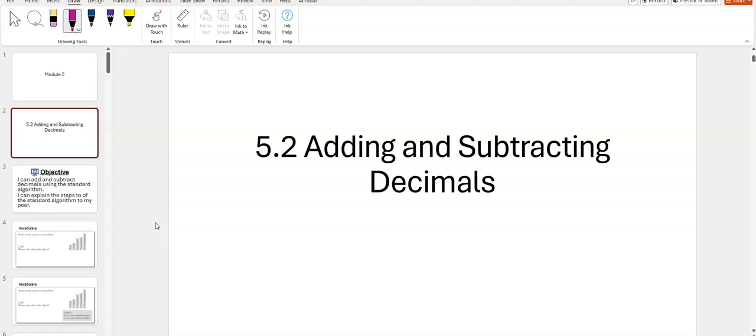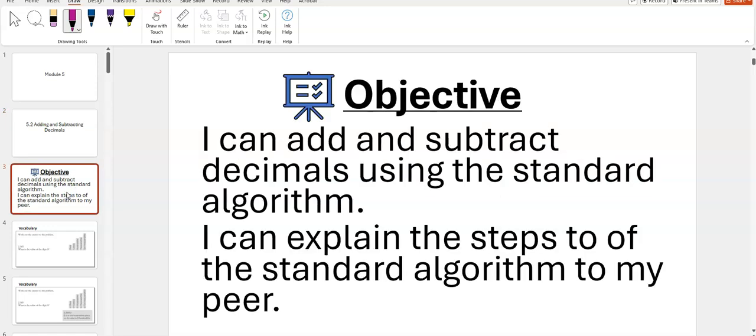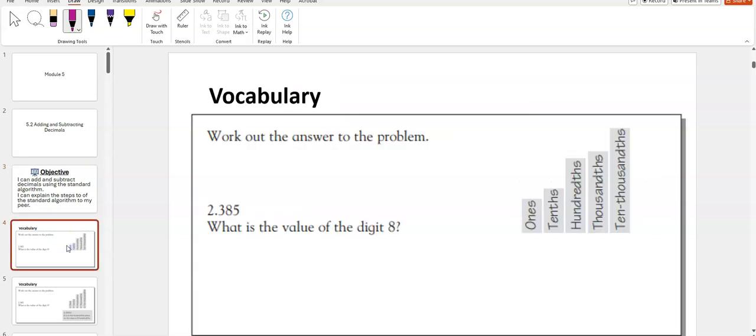So we are going to start on lesson 5.2, adding and subtracting decimals. So if you're confused on where the 5.1 video went, this is where we started. If you watched 5.1 first because you thought that made sense in order, that's fine, no big deal. In this lesson, though, we're going to be adding and subtracting decimals. We're going to make sure we can use that standard algorithm to add and subtract decimals, and you should be able to explain those steps. So let's do a quick review here of some vocabulary words.